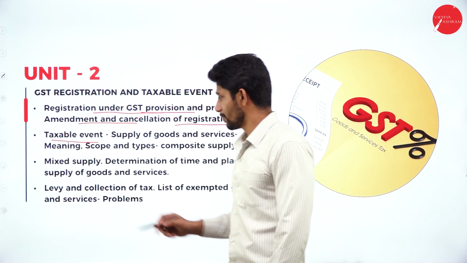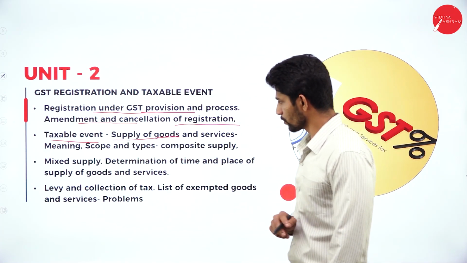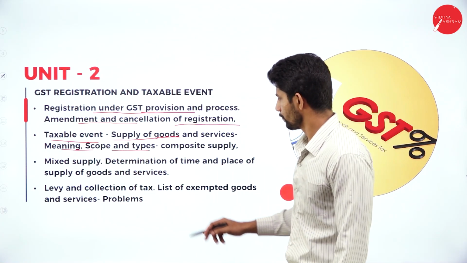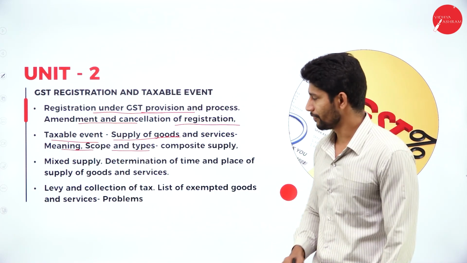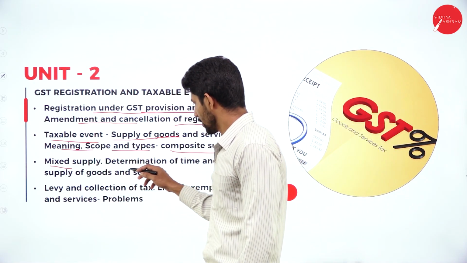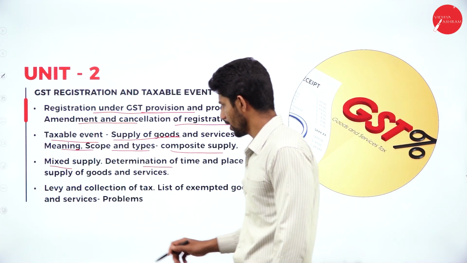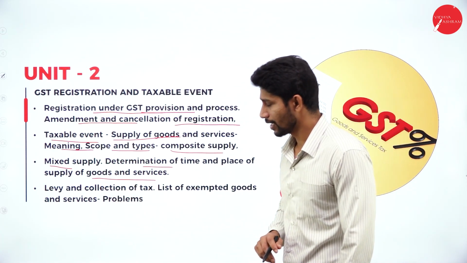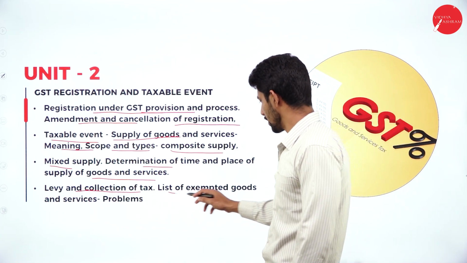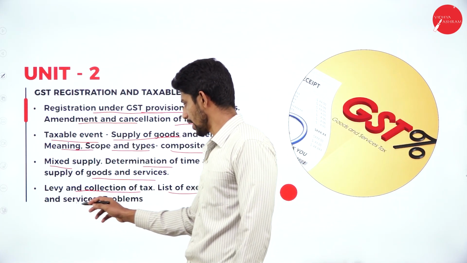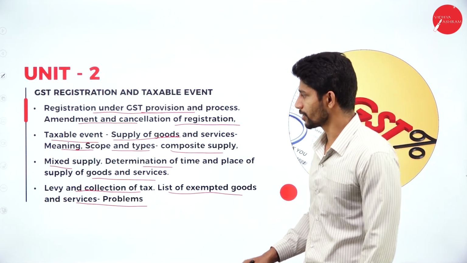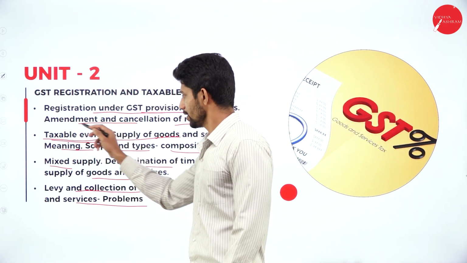And taxable event: with respect to that you will be studying supply of goods and services, meaning, scope and types of supply of goods and services, what is composite supply, and what is mixed supply, determination of time and place of supply of goods and services, and you will also study the levy and collection of taxes. Next, the list of exempted goods and services, and a few problems based on composite supply and mixed supply, and also based on the taxable event under GST.